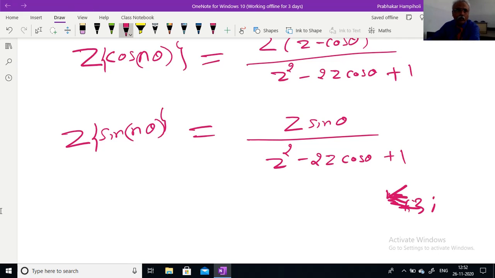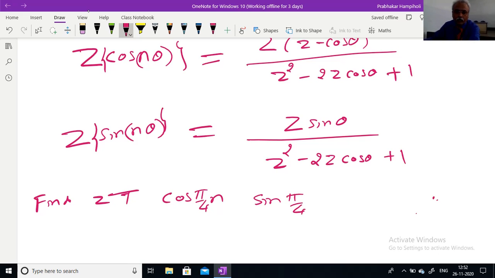So based on this, based on cos and sine formula, we can do some examples. Suppose, for example, find Z transforms of cos of pi by 4 n and sine of pi by 4 n. Okay, so now here theta equal to pi by 4. This is our theta. Theta is pi by 4.